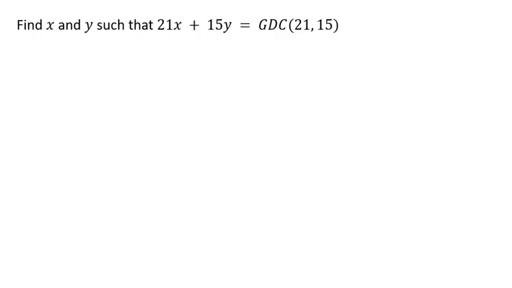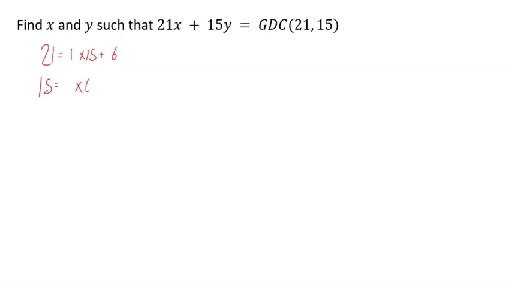What I want to do here is find x and y such that 21x plus 15y is equal to the greatest common divisor of 21 and 15. We said step 1 was to find and confirm the greatest common divisor of those two numbers, so let's do that using the Euclidean algorithm. I'm going to start by writing 21 equals something times 15 plus a remainder. So 21 is equal to 1 times 15 plus my remainder, which is 6. The remainder is not equal to 0, so we continue on.